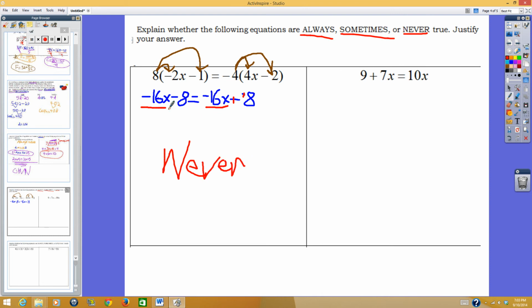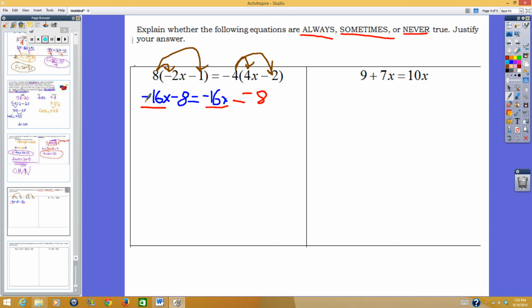Why? Because both sides are not equal, okay? But you know what? I'm going to go through and solve it for you just in case you have issues seeing it. I'm going to keep it the minus negative 8.